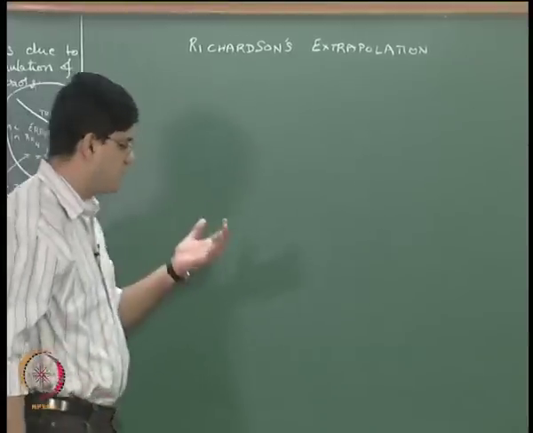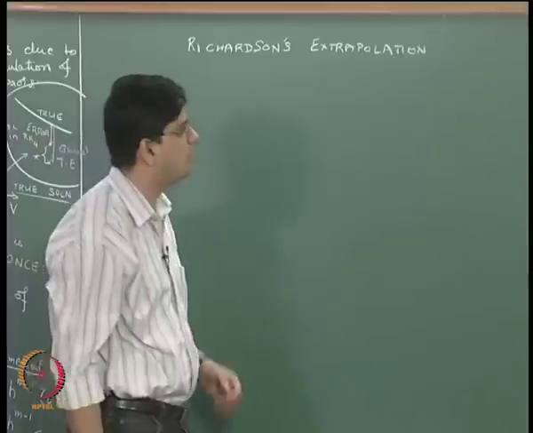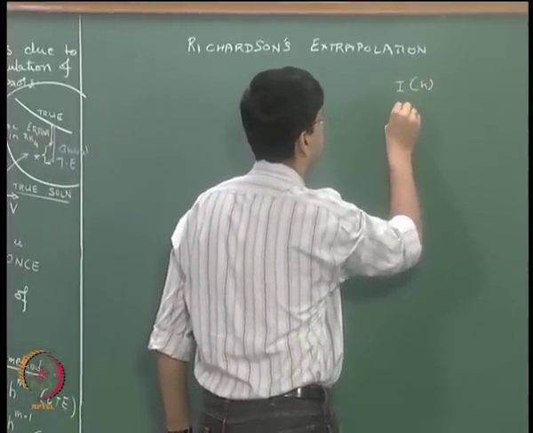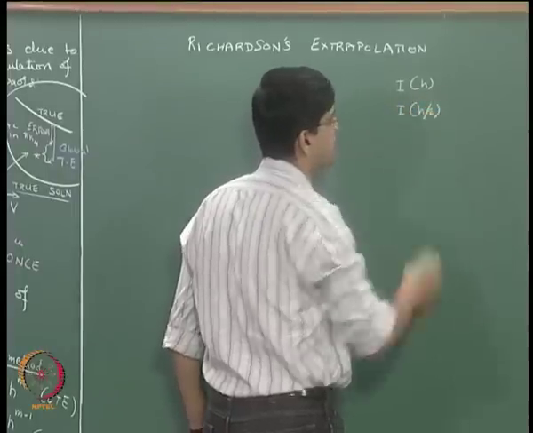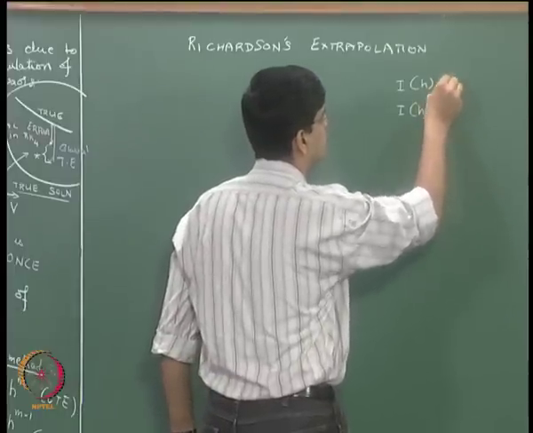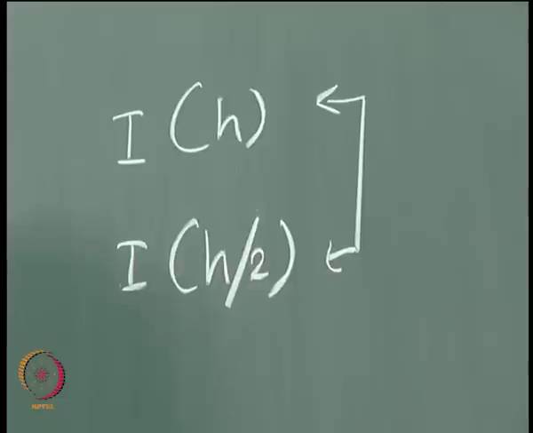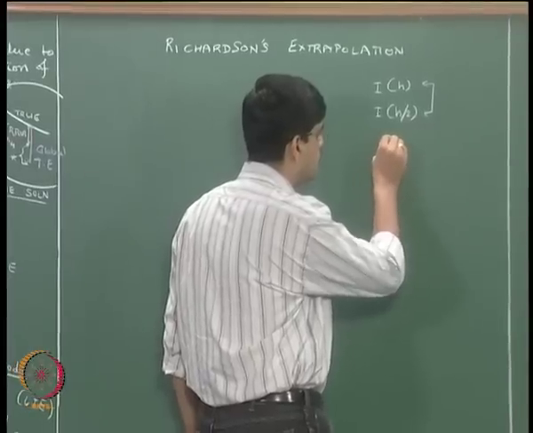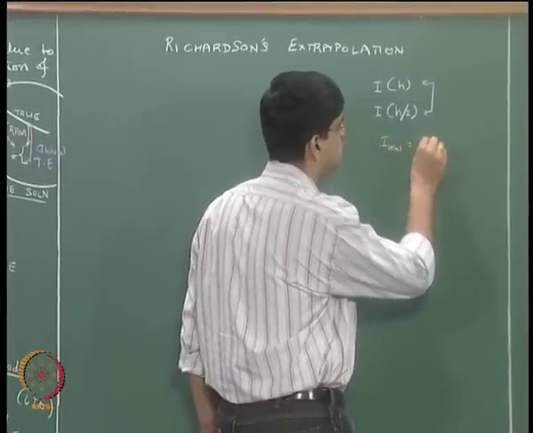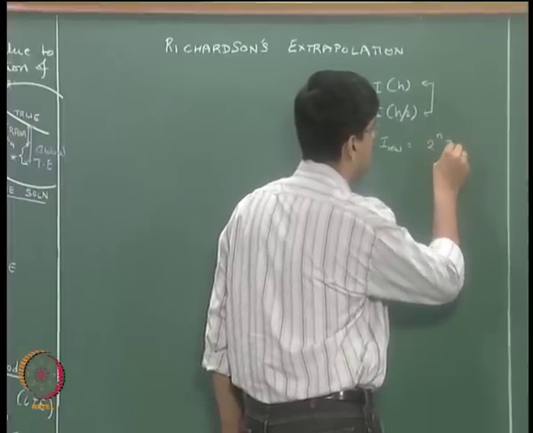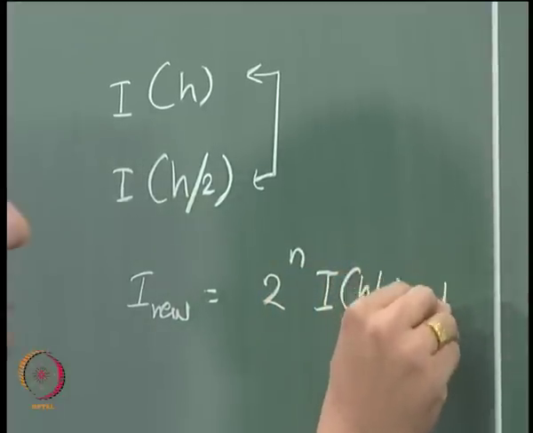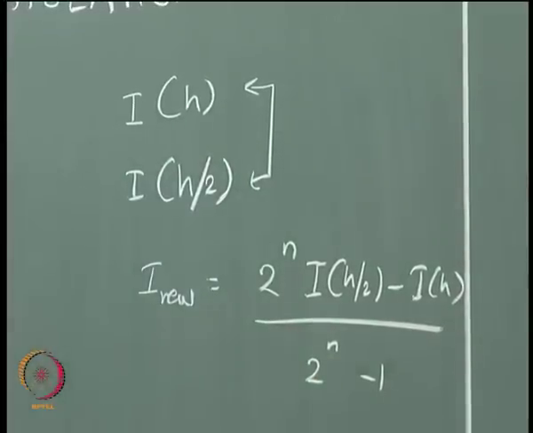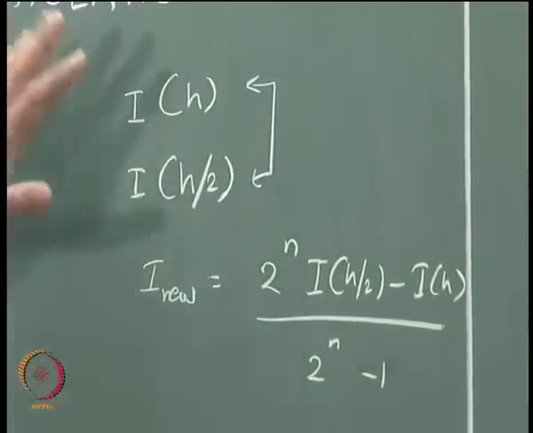You will recall what we had done in Richardson's extrapolation in module 6: we computed the integral for h, recomputed the integral for h by 2, and used these two integrals to compute a more accurate value of the integral. We had said I was going to be equal to 2 to the power n multiplied by I(h/2) minus I(h), divided by 2 to the power n minus 1. This is what we had derived in the previous module.